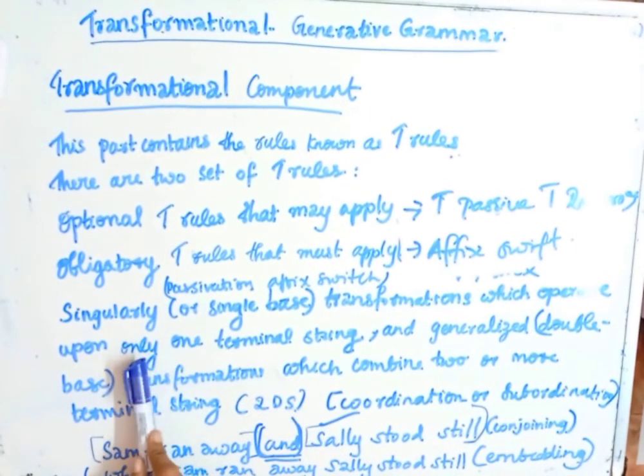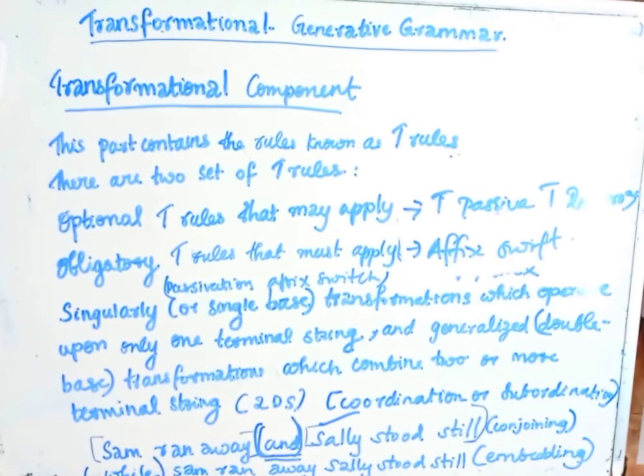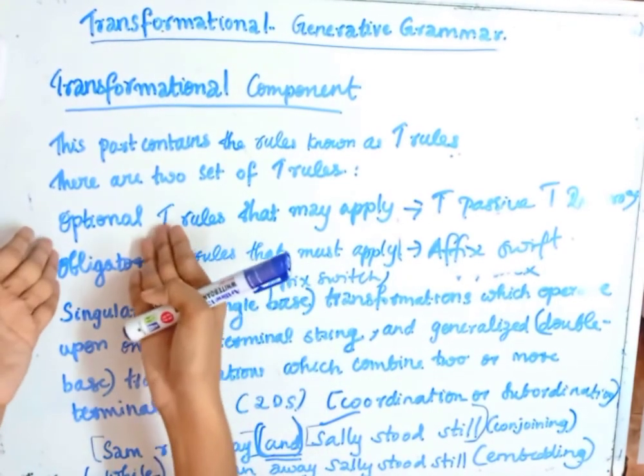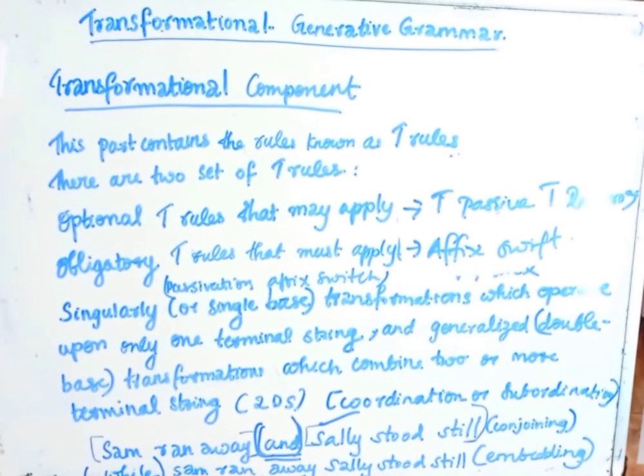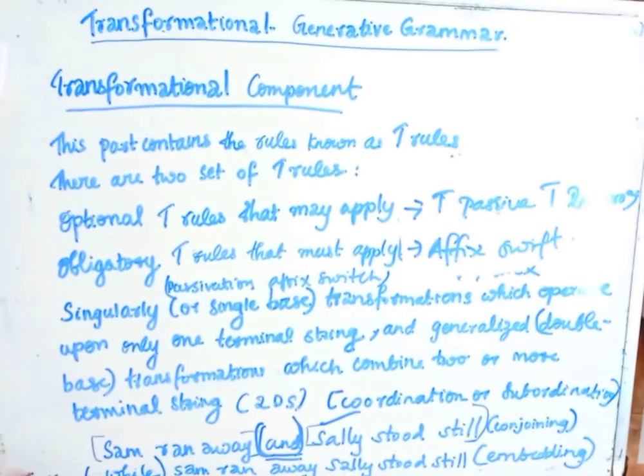In the case of singulary or single base transformations, they can either be optional or obligatory, whereas the generalized double base transformations are optional. I hope that it was clear.